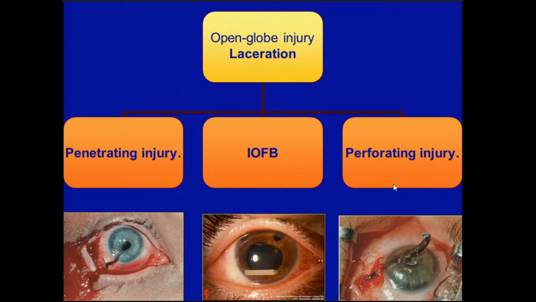Okay, on this picture you see examples. Penetrating injury, just one full thickness wound, intraocular foreign body, and perforating injuries. You can see entrance and exit.